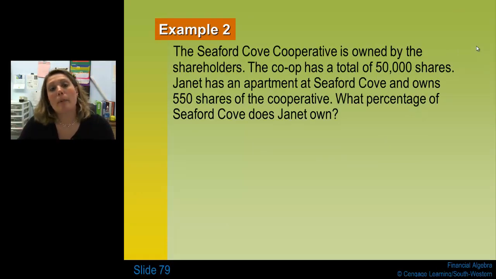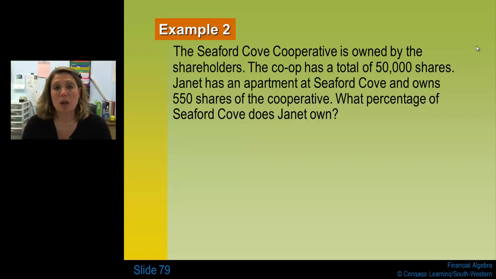So the co-op, again, you own pieces of it. The Seaford Cove Cooperative is owned by the shareholders. The co-op has a total of 50,000 shares. Janet has an apartment at Seaford Cove and owns 550 shares of the cooperative. What percentage of Seaford Cove does Janet own?